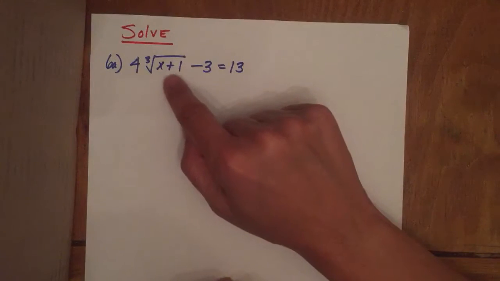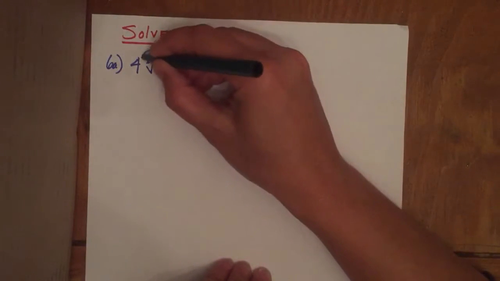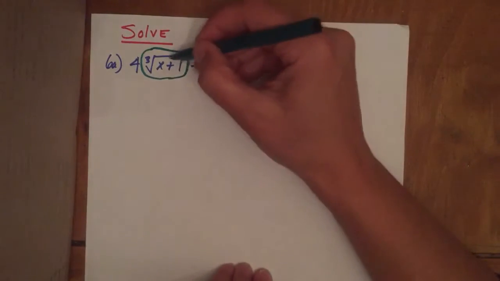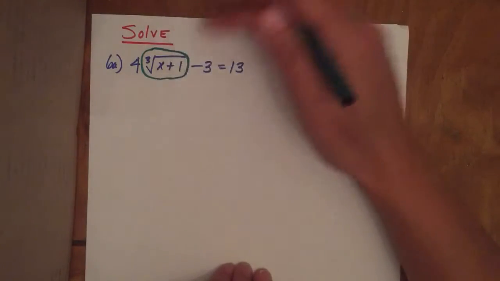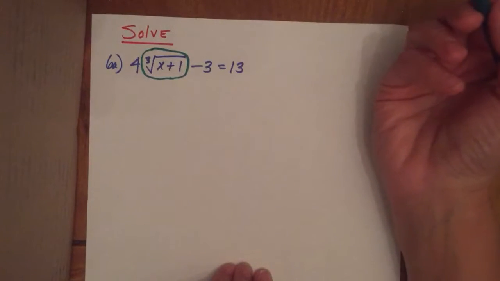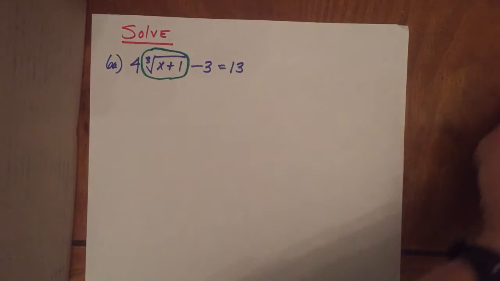So what we want to do is isolate this radical. I'm going to circle the radical because that's going to be my focus. I want to leave that as one expression, and I'm going to isolate it. So let's keep it the same. The first thing I'm going to do, just like any algebraic equation, is ask: is there anything I need to add or subtract to either side? And of course, there is.